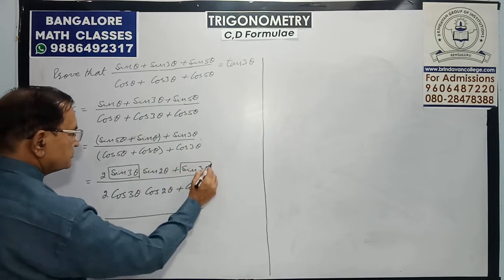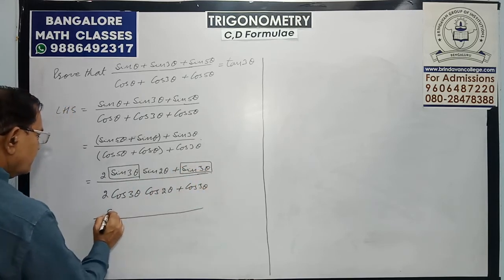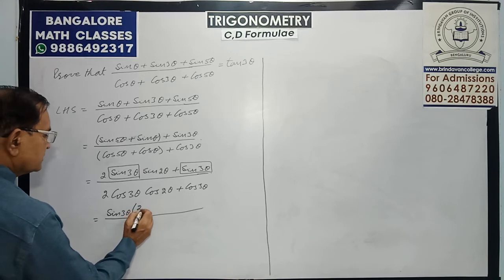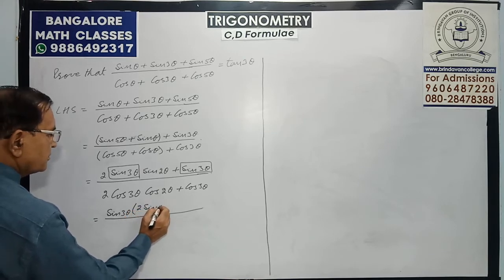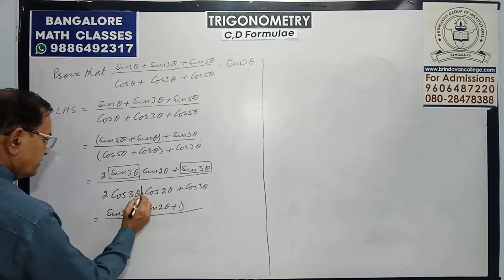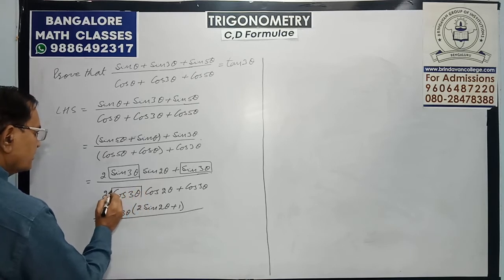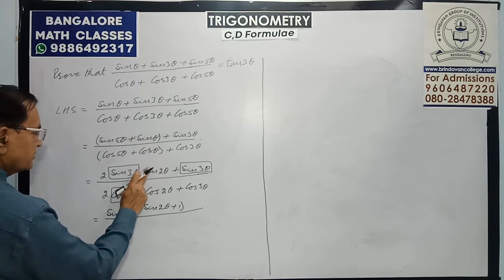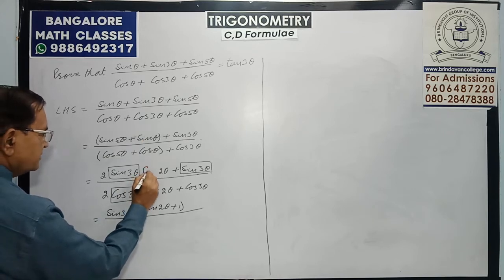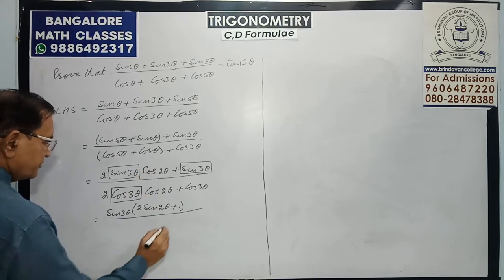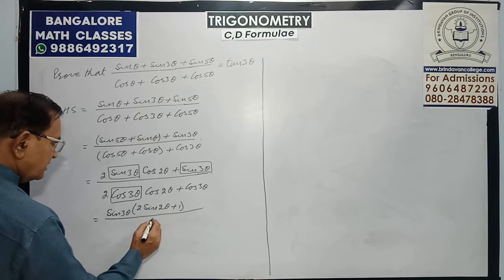We can take common. Here I think I have used the identity wrong. It's 2 sin (C plus D) by 2 cos (C minus D) by 2. Here it should be cos (C minus D) by 2.